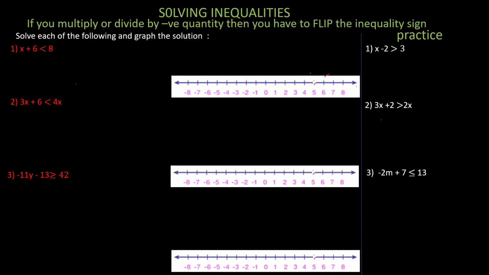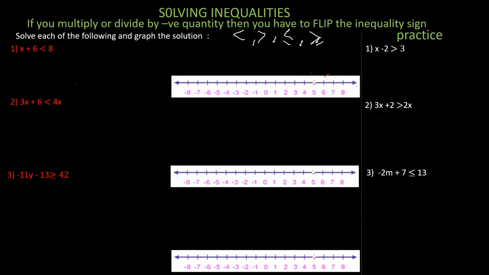You know that an inequality is like an equation, but instead of an equal sign, we put less than or greater than, or sometimes less than or equal, or greater than or equal. This is called an inequality. An inequality is the same as an equation, but when you multiply or divide by a negative quantity, then you have to flip the inequality sign.